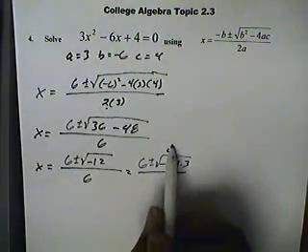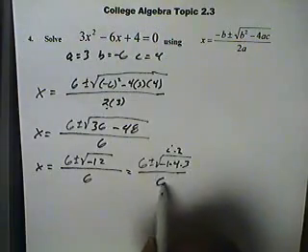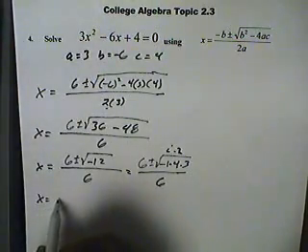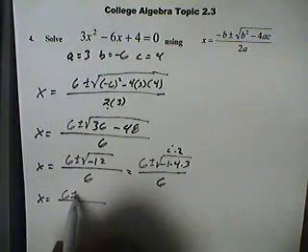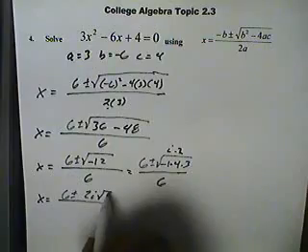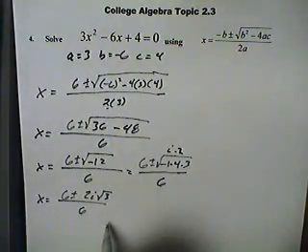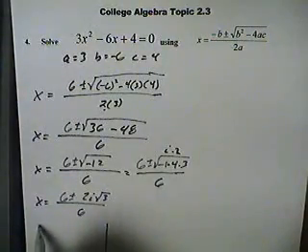The -1 can come out as an i, the 4 can come out as a 2. The 3 will remain inside the root. So what we'll get is 6 plus or minus the 2 and the i, and the square root of 3 remains. Everything's over 6. Alright, now we'll start breaking this into 2 pieces.